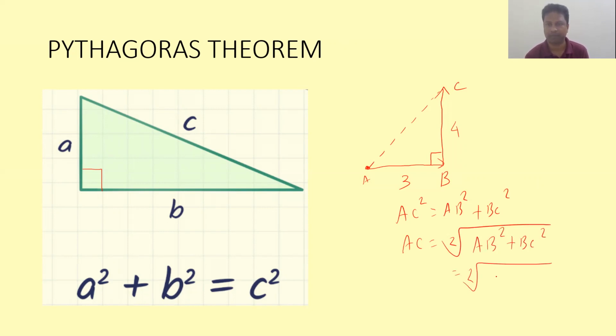So what is AB value? It is 3 square. BC value 4 square. It is 25. So 9 plus 16 is what? 25. So here value is what? Value is 5. So the shortest distance from A to C is what? 5. Right? So these are the basic things you must know while doing direction sense.